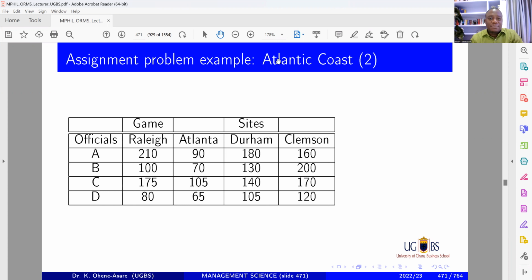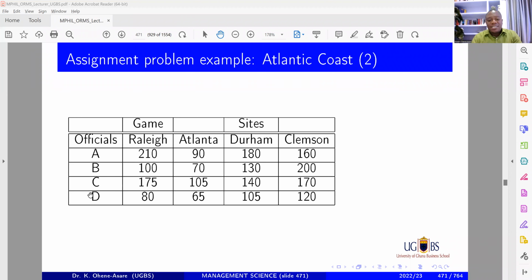Going by the minimum distance, which game would officials A go to? Would they go to Raleigh, Atlanta, Durham, or Clemson? They'll go to Atlanta. Okay, I agree with you. Officials B, where would they go? Remember, just looking at the table, where would Officials B go?